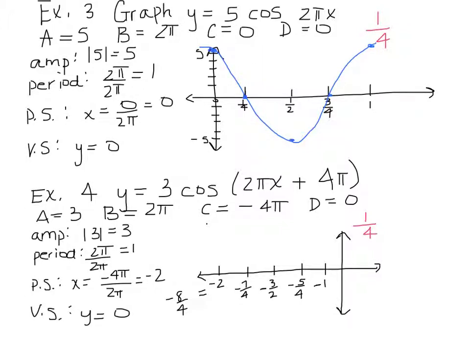So your max is 3. Your min is negative 3. So you still start at your max, 0, min, 0, max. And there's your cosine curve.